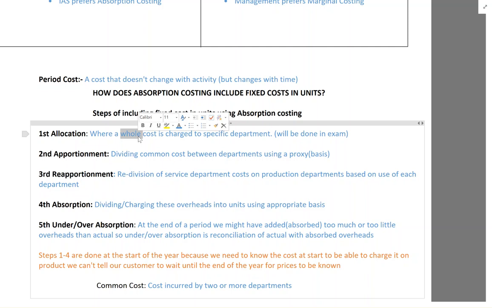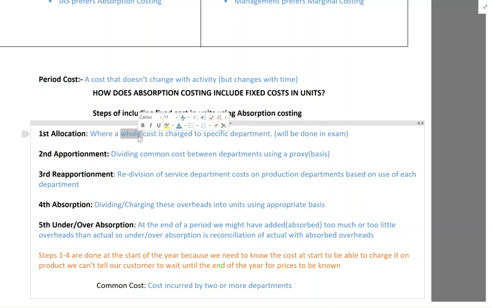How would we divide the cost of rent? Usually it could be area. There could be other measures as well, but the most common would be that we look at the area. The bigger the department, the more rent will be charged to that department.